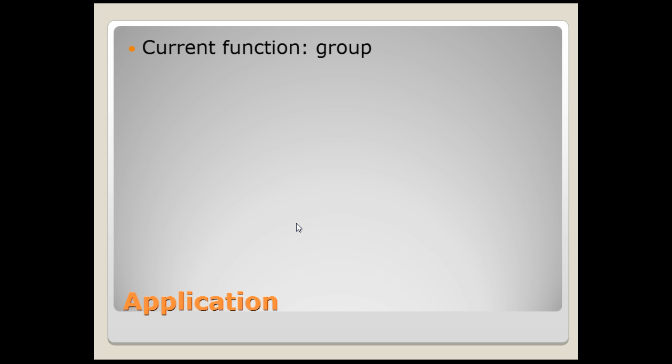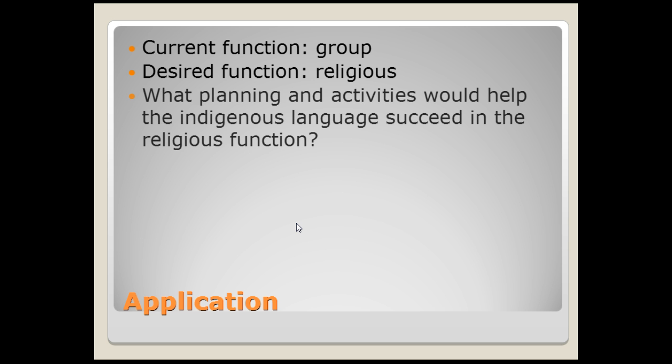So the current function is the group function. You and the community desire to see the language used in the religious function. What type of planning and activity would need to be done in order for the indigenous language to succeed in the religious function? Most likely, you would need some religious documents or oral stories in the vernacular language. That's great. Some of us are Bible translators, and that's our area of expertise.